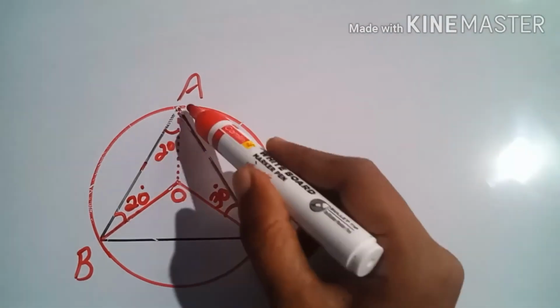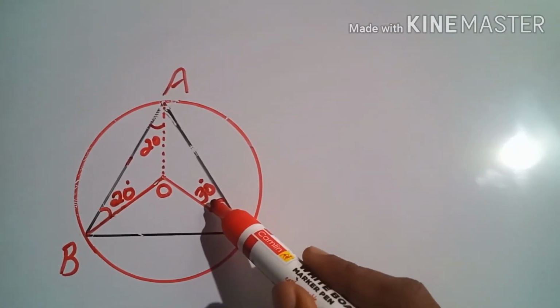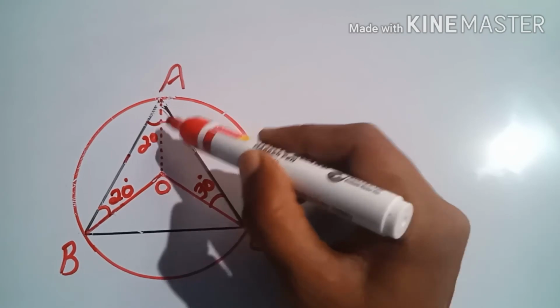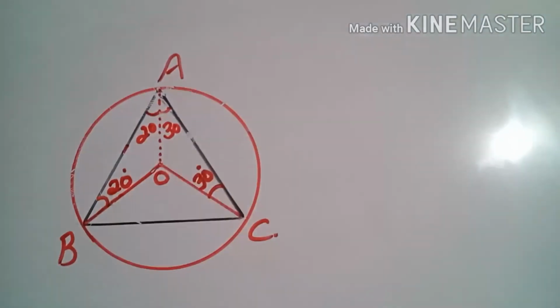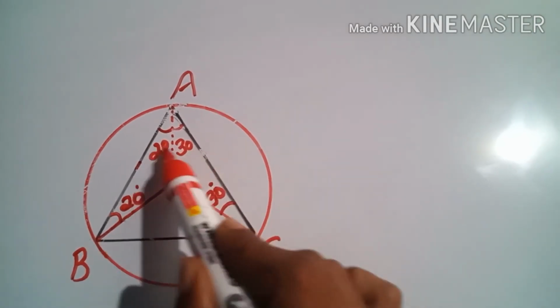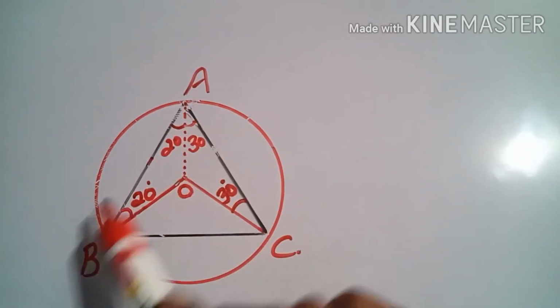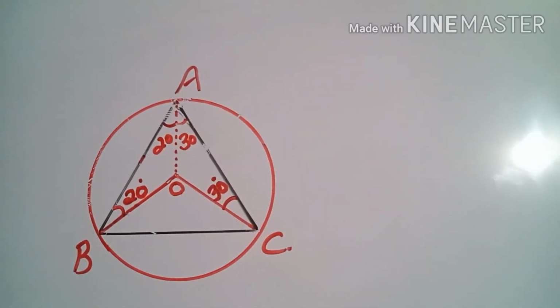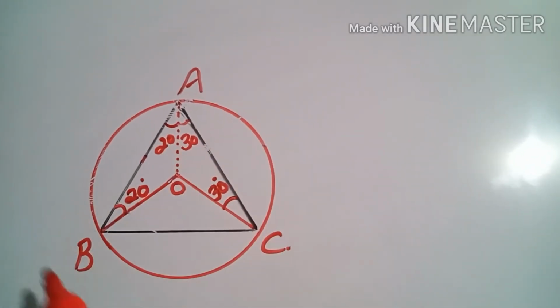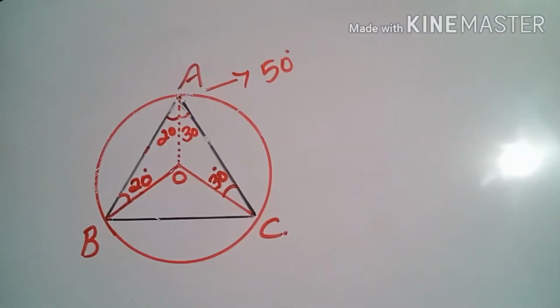Here OAC is also an isosceles triangle. So, one angle is 30 degrees, that means this angle will also be 30 degrees. Now by adding these two angles, we will get the complete angle A. That means the whole angle A we will get. What is angle A here? 30 plus 20, 50 degrees. So angle A is 50 degrees.